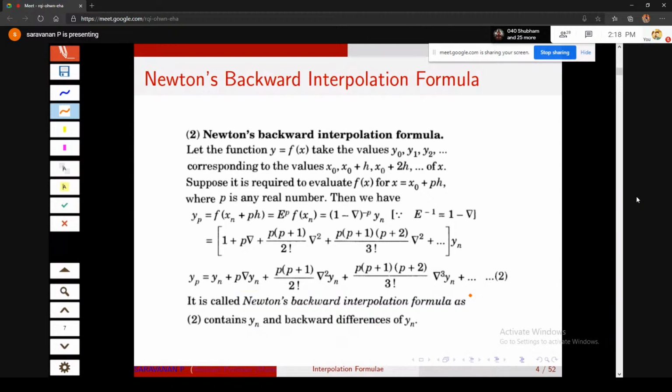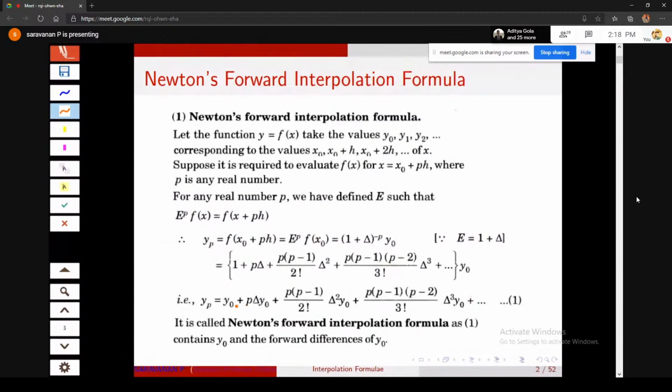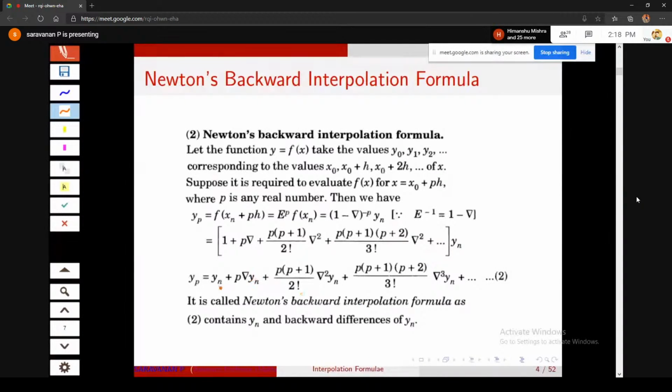Now compare these two formulas. In the forward formula we have y0 and its forward differences, with p into p minus 1 by 2 factorial, p into p minus 1, p minus 2 by 3 factorial, etc. What about the backward? We have yn and its backward differences, with p into p plus 1 by 2 factorial. Here it is plus, there it is minus. That is the only difference.